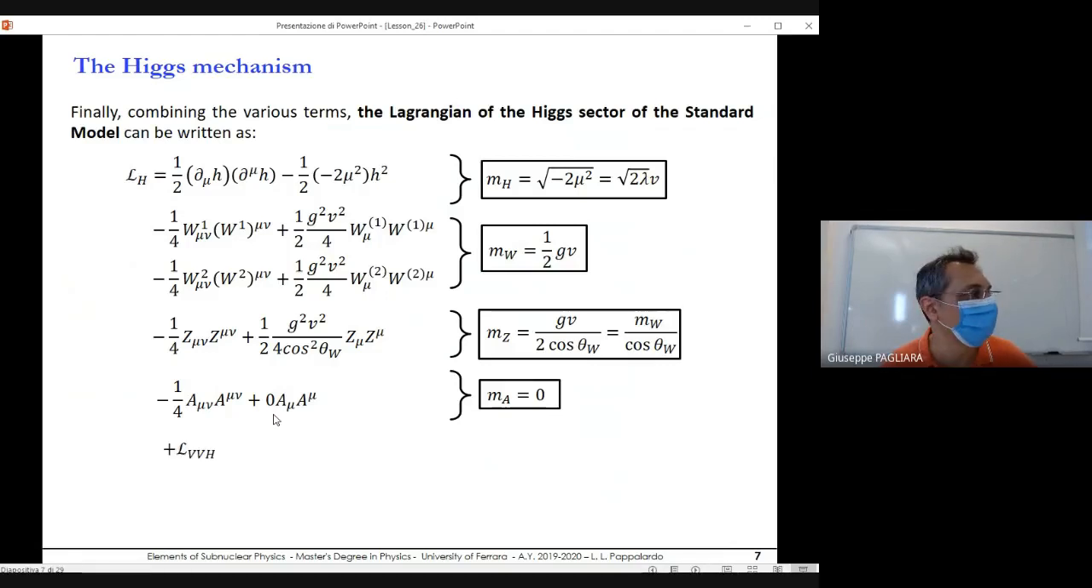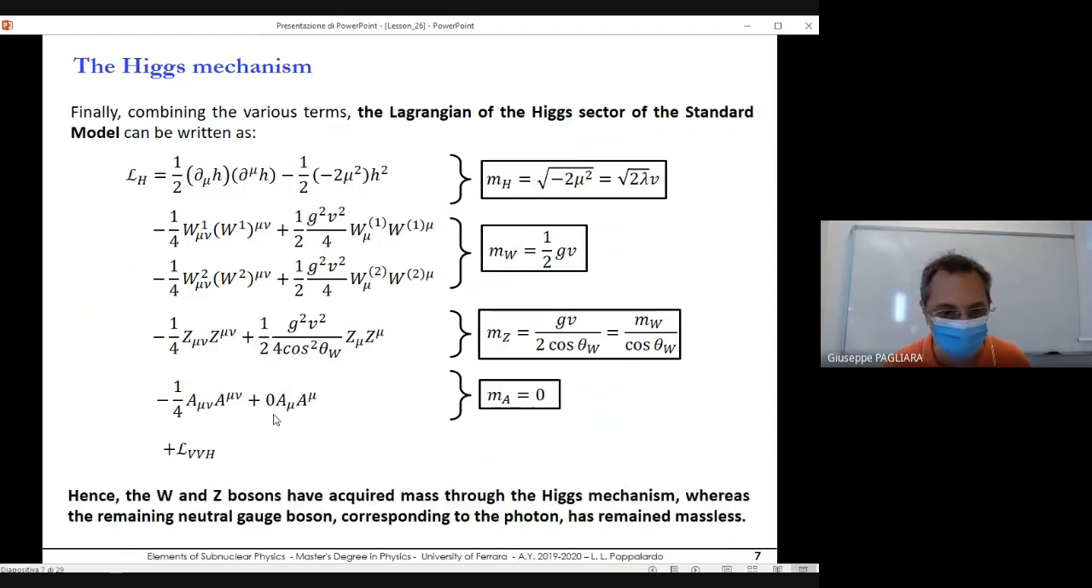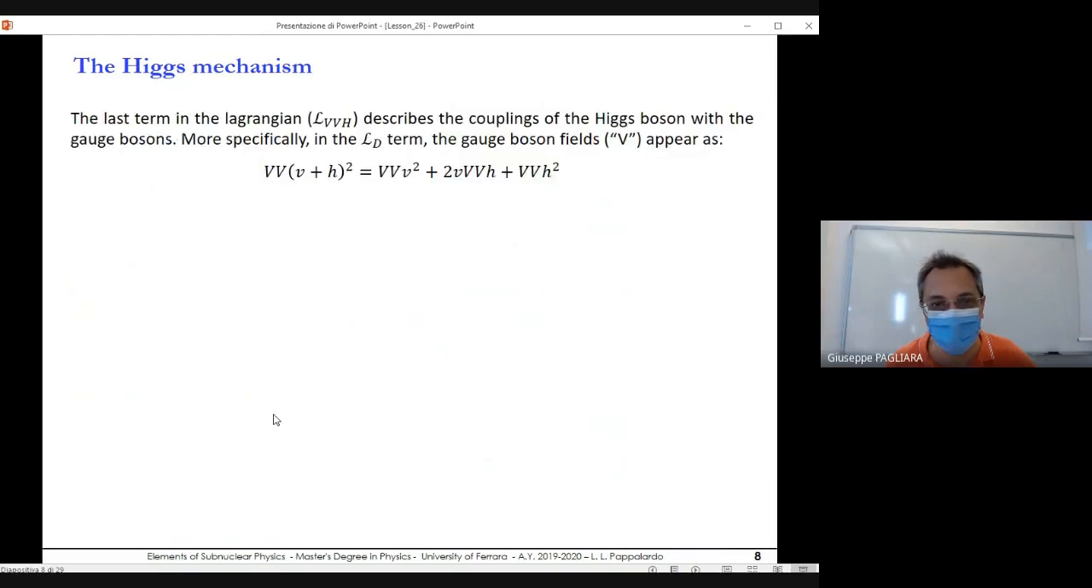There is actually one more term here, because if you remember on the blackboard, we only considered the pure second order terms, but we neglected all the other terms, the third and fourth order. These, of course, are there, and they have to be also understood physically. This we will do next. So, as a result of all these procedures, or as a result of the Higgs mechanism applied to the electroweak theory, the W and the Z boson have acquired mass, okay, and the remaining neutral gauge boson, which corresponds to the photon, has remained indeed massless.